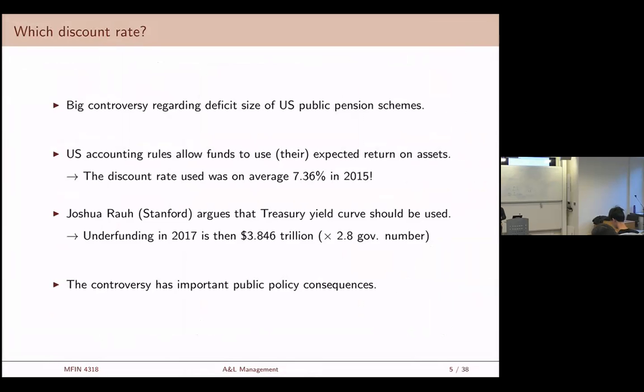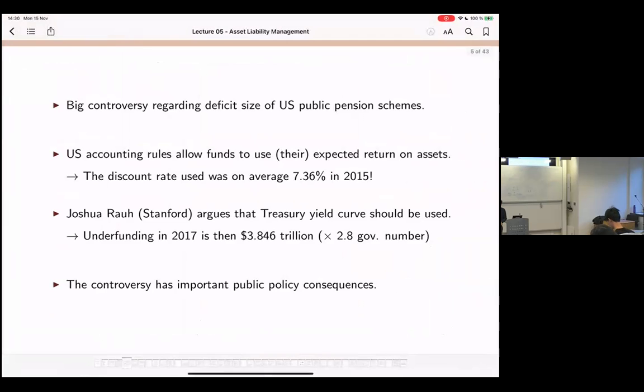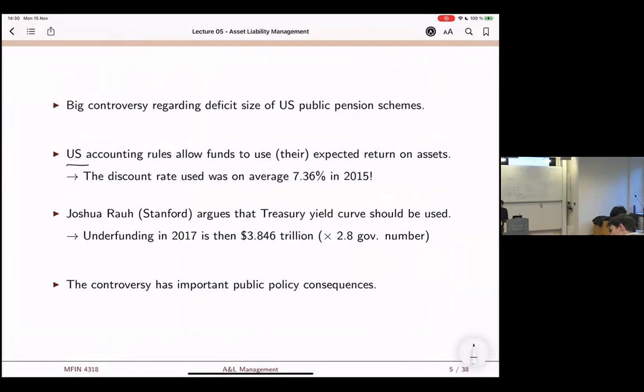It's quite interesting about US accounting rules in particular, which tells you that there's maybe something wrong about the different numbers that you get. So what is that? The US accounting rules allow the funds to use the expected return on assets to discount their liabilities. So your pension fund says, well, I'm expecting to get 7.5% or 8% on my assets. That's the rate I'm going to use to discount my liabilities, right?